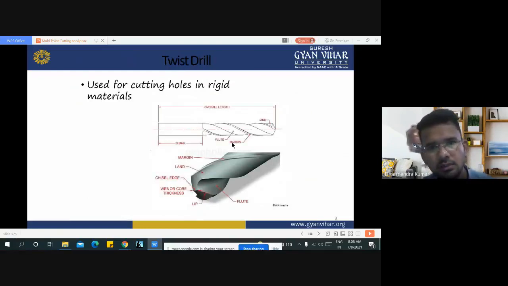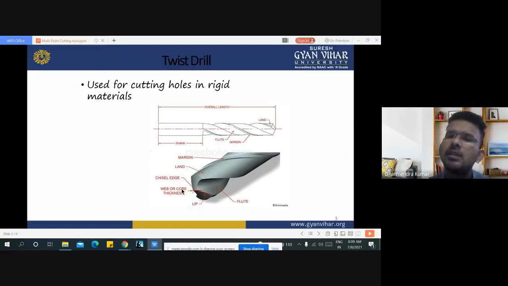This is the picture of a twist drill. Here are all the parts: the grooved part is known as flute, and the upper part is known as land. This is known as margin. This is the chisel edge, and behind the chisel edge is known as core thickness. Here, it is known as lip. This is a type of multi-point cutting tool which has two cutting edges.